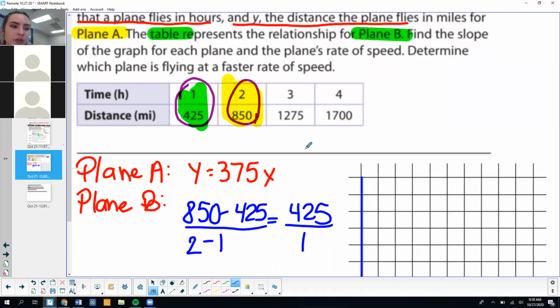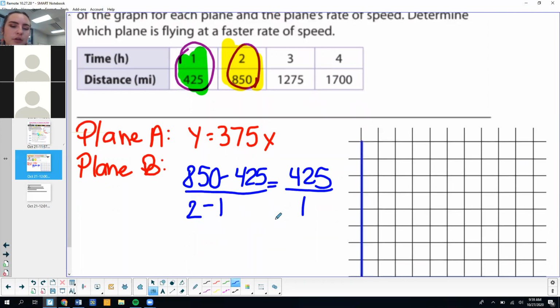I just wanted to make sure you guys knew where this number was coming from, but the table actually already gives us our distance in miles, which is 425 miles per 1 hour. So it already gave us our unit rate, but I wanted to make sure we knew how to find it on our own if we needed to. So this is going to be our rate of change, and we can write our equation as y equals 425x.